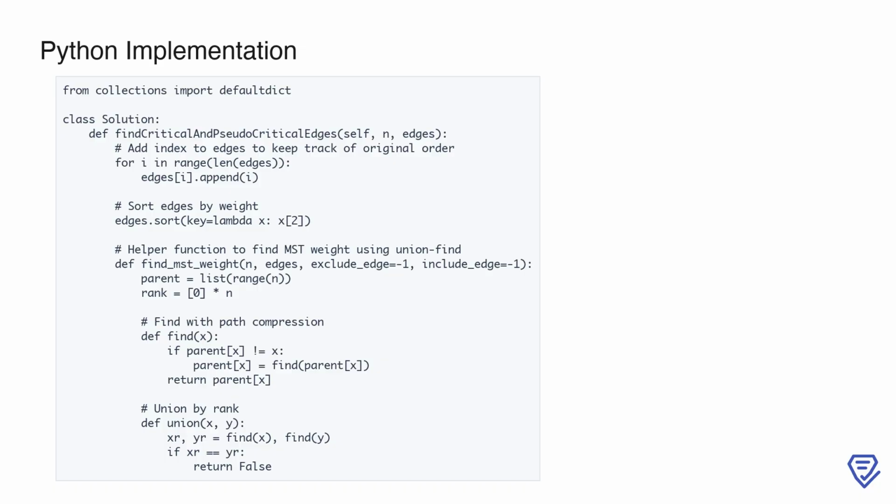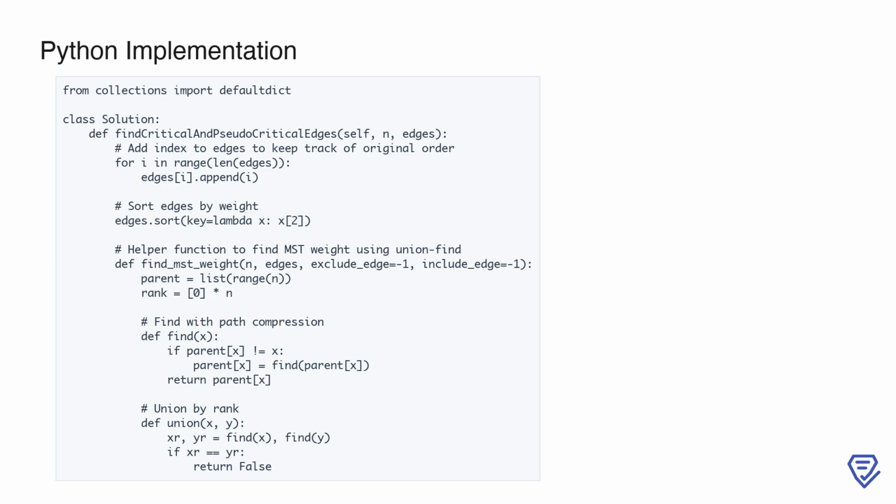To solve the problem of finding critical and pseudo-critical edges in a minimum spanning tree, we begin by defining a class and function structure. First, we modify the input edges by appending their original indices to keep track of their positions after sorting. Then, we sort all edges based on their weights, which is fundamental to the Kruskal's algorithm approach. After this, we define a helper function called find_MST_weight to compute the weight of the MST for given edges.